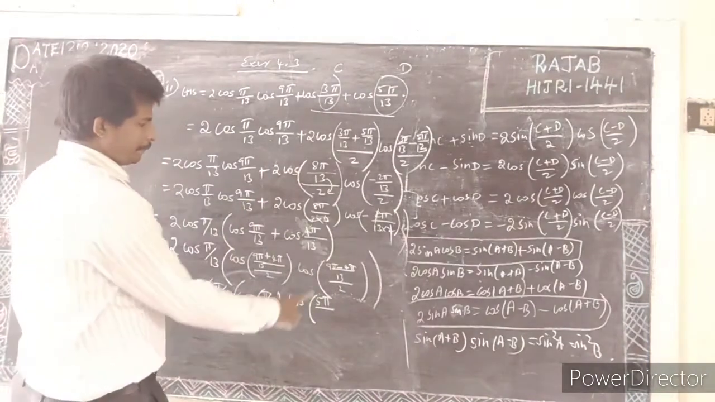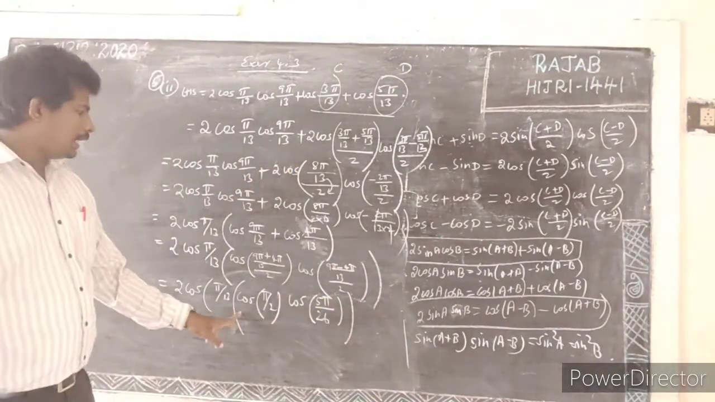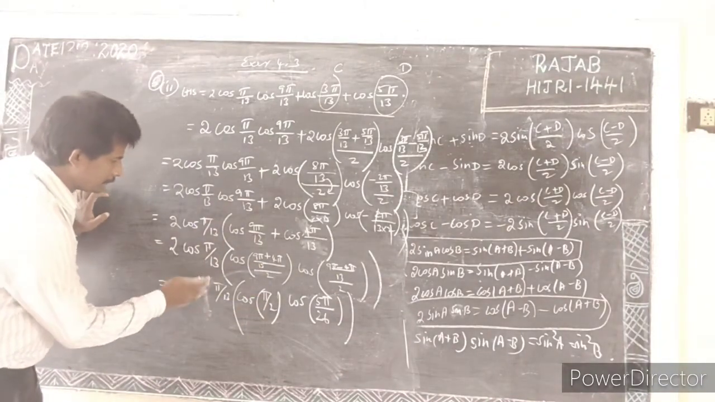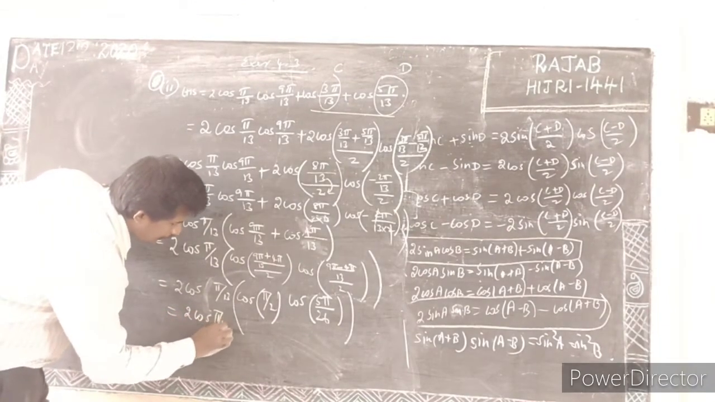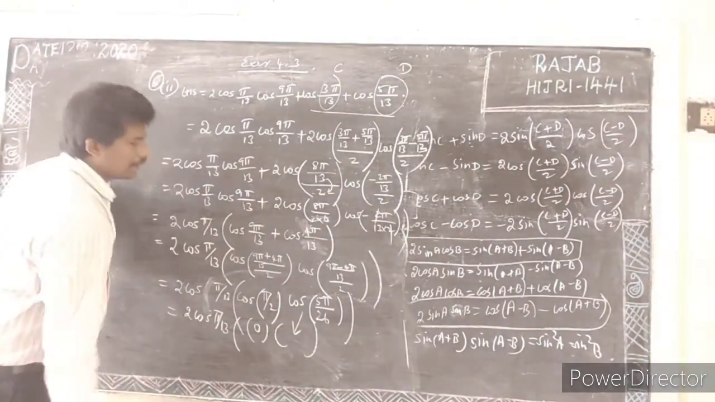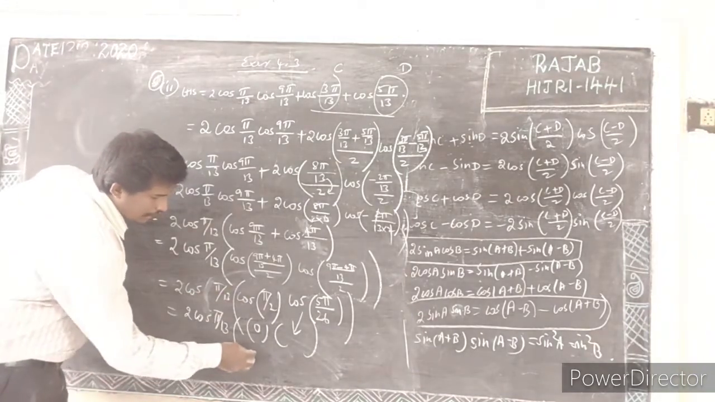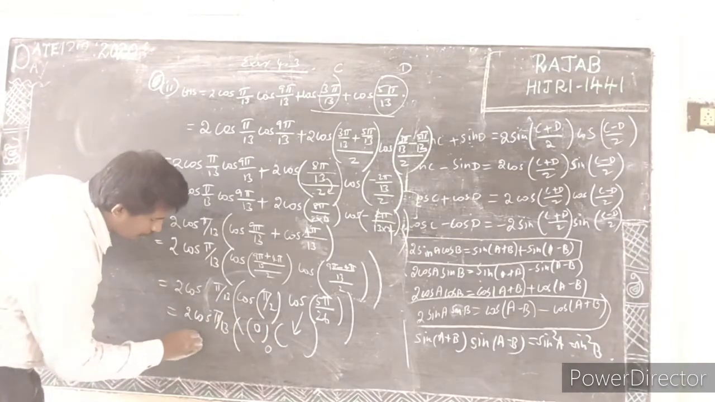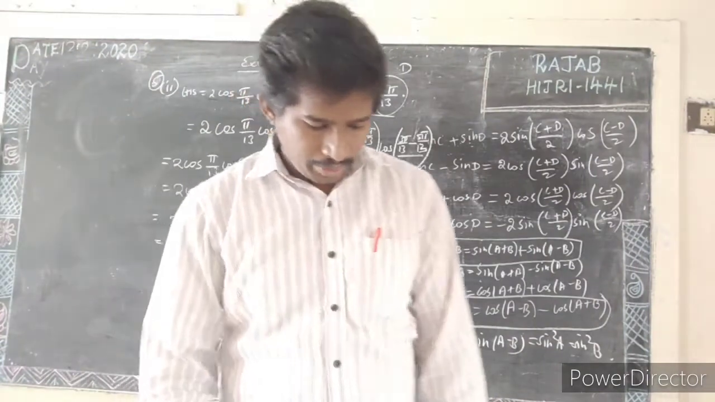5 pi by 26. As we know, cos pi by 2 is 0. So this is 2 cos pi by 13 into 0 into this cos 5 pi by 26 is 0. So this term will become 0. So finally 0 into this 0. We got our RHS. Hence we have proved our result.